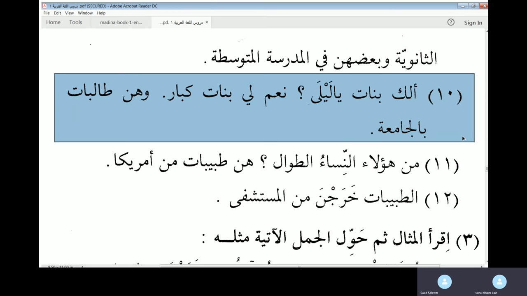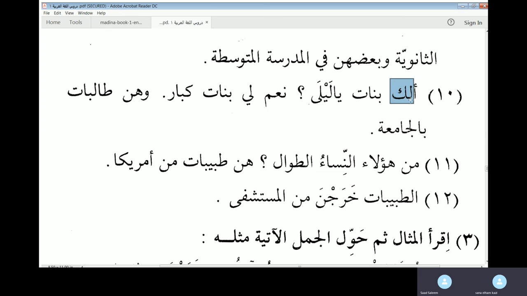Alaki banatun ya Layla. Are these your daughters, oh Layla? Do these daughters belong to you? No. Wrong. Alaki, are they yours? Miss Anna, can you correct this? Are these daughters yours? There is no word for these here. Are they your daughters? There is no word for they here. Okay. Alaki, do you have? Do you have daughters, oh Layla?